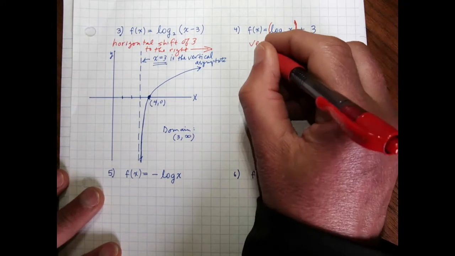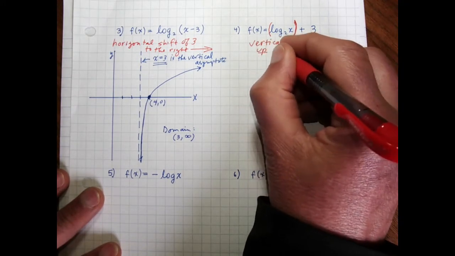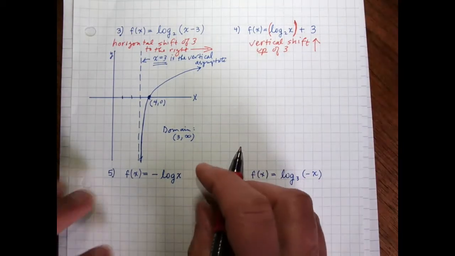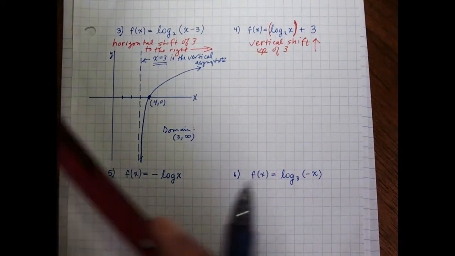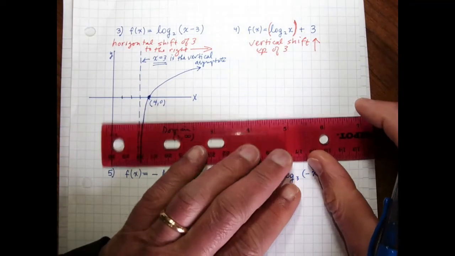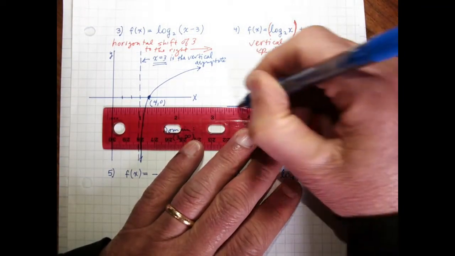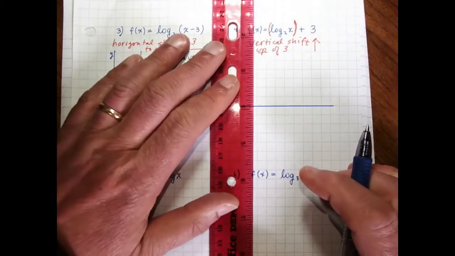So a vertical shift upward of 3 units, right? We're shifting up. So if I'm shifting up, maybe I'll make my horizontal axis a little bit lower.